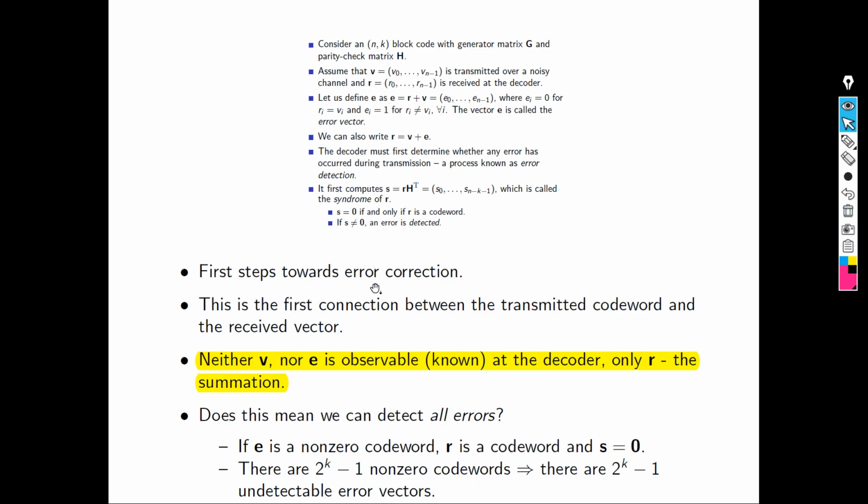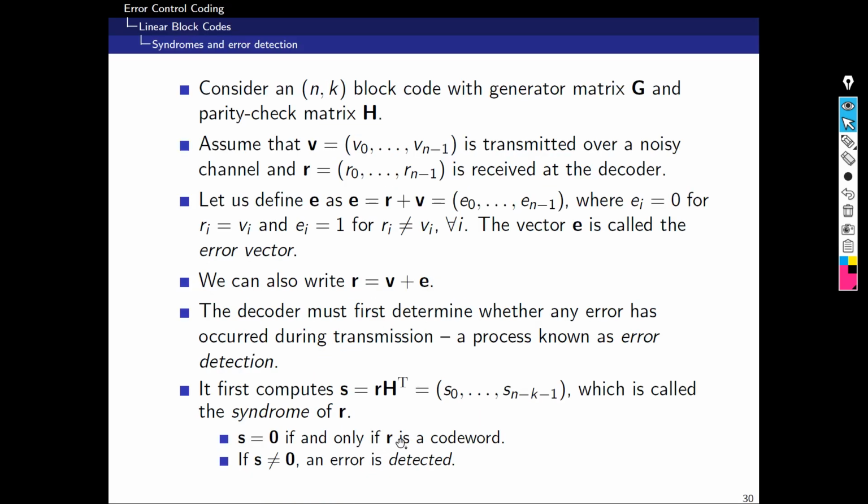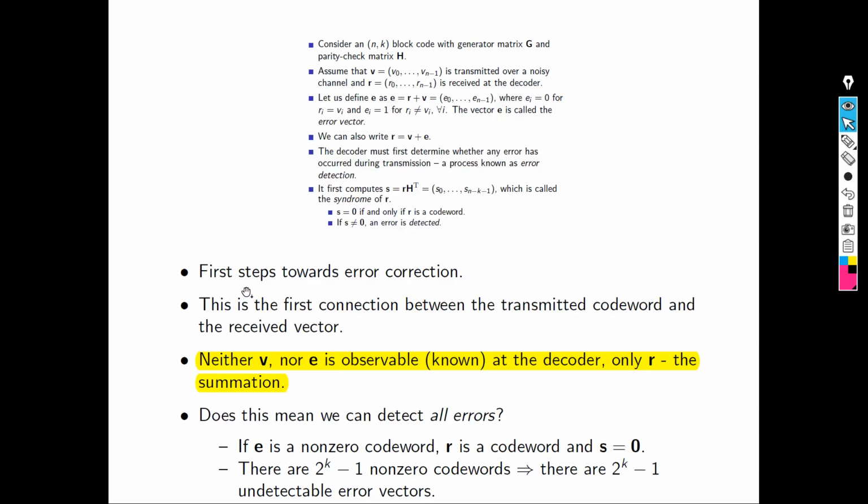First steps towards error correction. So first, initially you detect whether there is an error or not. If the syndrome is equal to 0, R is a code word. If the syndrome is not equal to 0, an error is detected. First steps towards error correction. This is where you start correcting after you detect that there is an error.